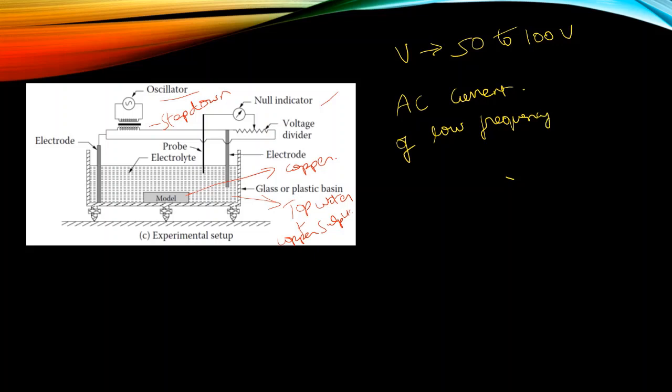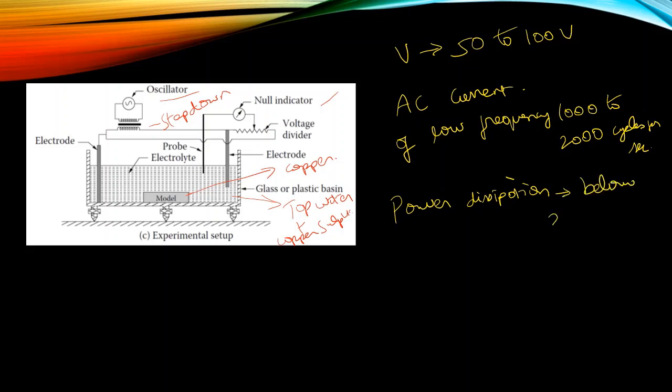So your frequency is about 1000 to 2000 cycles per second. So this is the frequency you are setting down, and then power dissipation. So what is your power dissipation? It should be maintained below 20 to 30 watts. So you should maintain in between this range in order to achieve this current.